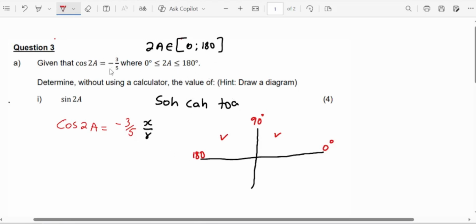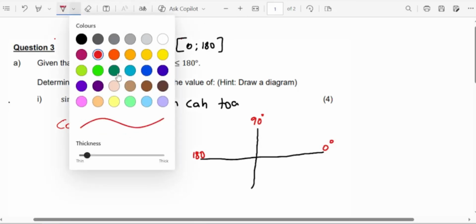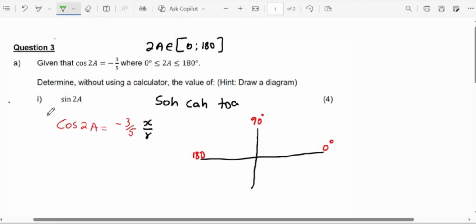But now look at this, cos is negative. Why is cos negative? In quadrant 2. So we can conclude and say the diagram should be in quadrant 2. Where you have 2 ticks, it's where you need to put your diagram. So what I'm going to do now is draw my diagram here. Let's put our diagram. This is our diagram.